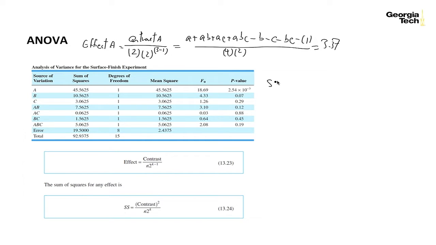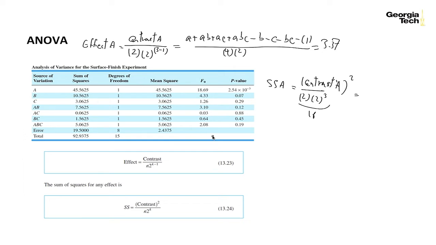For SS, we can do SS of A, which is the contrast of A squared divided by n times 2 to the power of 3. So it's the contrast of A squared divided by this number, which is 16. Based on that, we can find the sum of squares, degrees of freedom, mean square, and F.